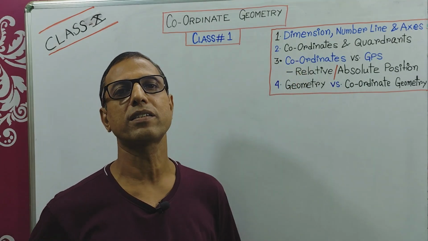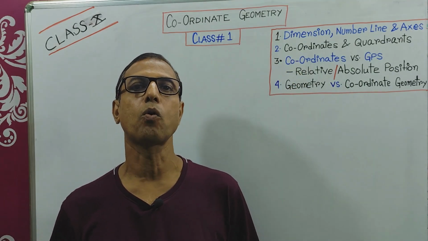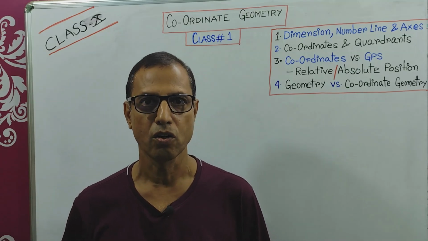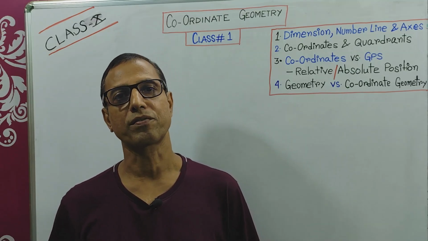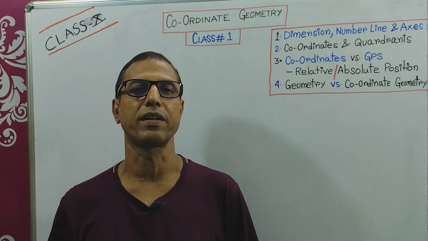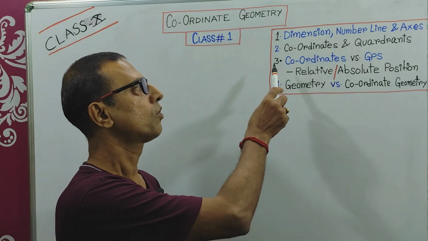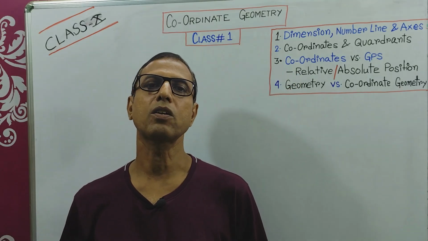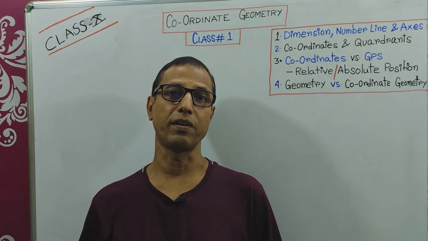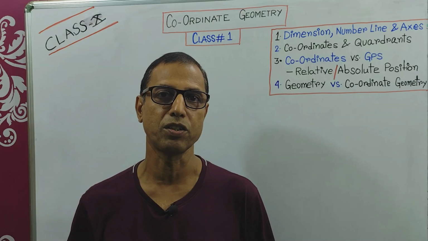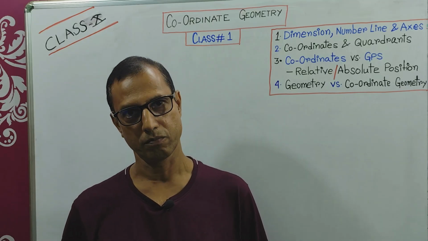Second, what are coordinates and quadrants, and how the coordinates change based on the quadrant in which the point lies. I will explain that. Next is coordinate versus GPS. Whether coordinate or GPS, which one is the relative position and which is the absolute position, right?